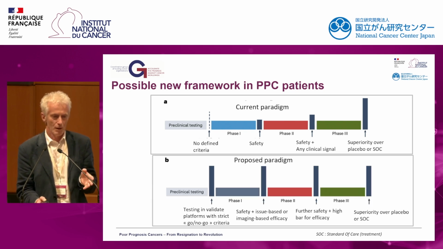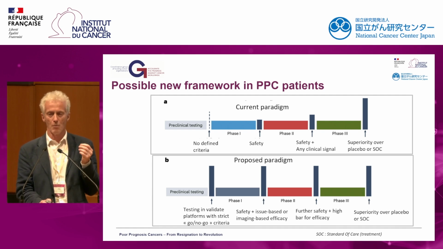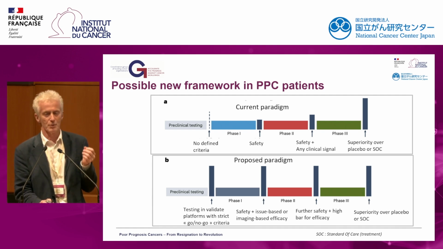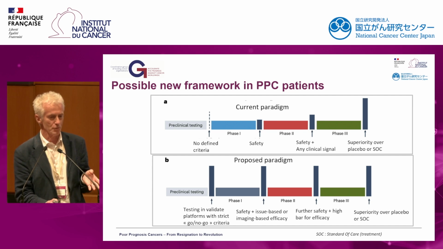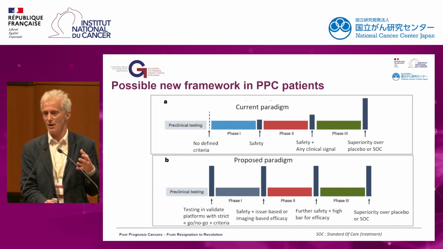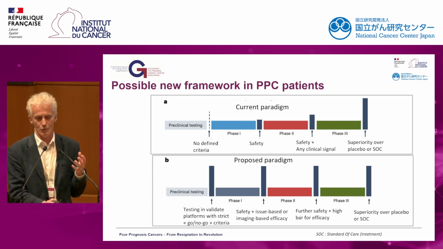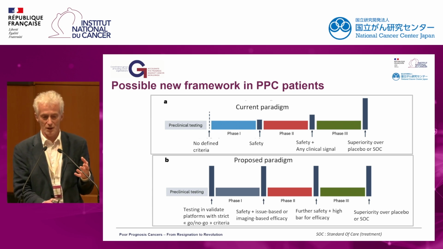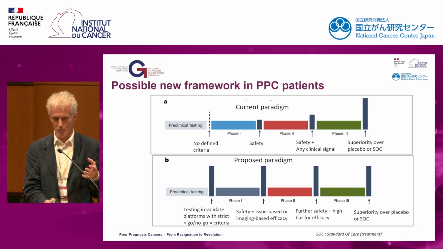placebo. But I think the next paradigm would be to make a more strong and accurate clinical testing, test in validated platform, restrict go and no-go criteria. If you don't have that in preclinical testing, stop. And if you embark in phase 1, okay for the safety, but also is based on imaging-based efficacy to see if there is no signal, stop. And after phase 2, further safety, high bar for efficacy, and then okay for superiority over placebo.